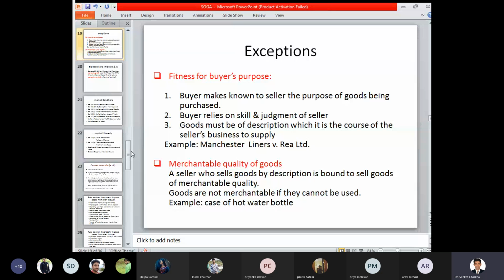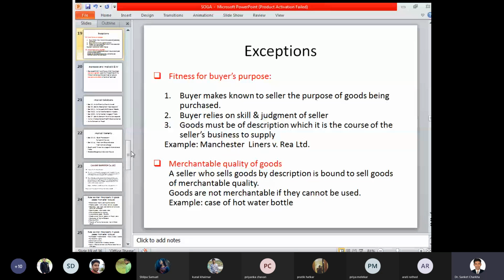Buyer completely relies on that particular seller, having a certain perception or mindset that whichever goods have been demanded, the seller will provide the fitment, that is, fit goods required according to my need and requirement. So if you are saying that a particular poison has to be provided which kills a certain type of insects or a certain animal within 5 minutes or 10 minutes, then accordingly the seller has to provide that particular type of goods only.